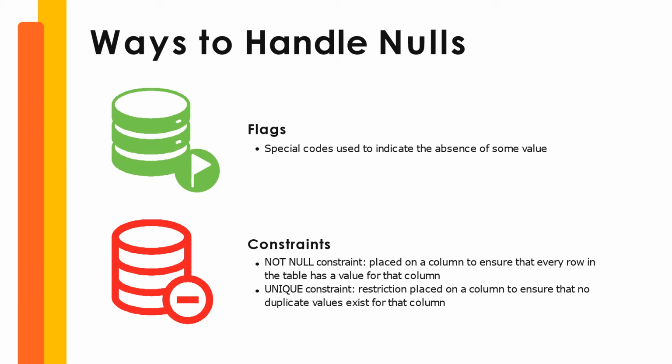Like for example, a not null constraint, wherein you are placing this on a column to ensure that every row in the table has a value for that column. You can also have a unique constraint, wherein you are placing a restriction on a column to ensure that no duplicate values exist for that column.